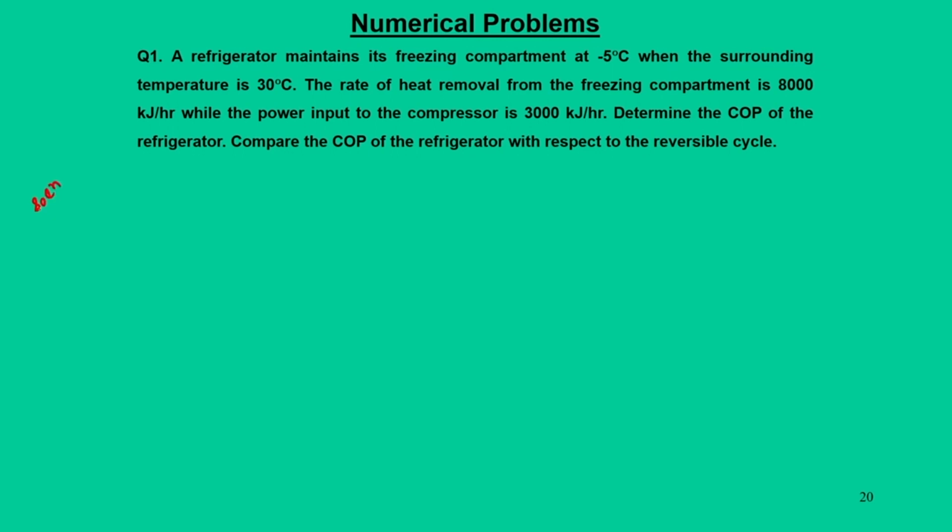So, let us start the first question. A refrigerator maintains a freezing compartment at minus 5 degrees centigrade when the surrounding temperature is 30 degrees centigrade. The rate of heat removal from the freezing compartment is 8000 kilojoule per hour, while power input to the compressor is 3000 kilojoule per hour. We have to determine the COP of the refrigerator, and here the heat removal as well as power input is given, that is one kind of COP that you can get.